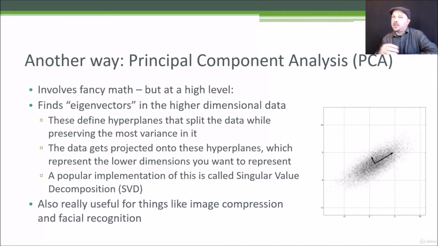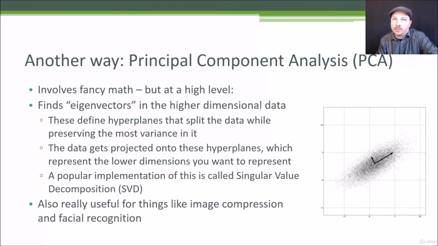It gets into some pretty involved mathematics, but at a high level, all you need to know is that it takes a higher dimensional data space and it finds planes within that data space in higher dimensions. And these higher dimensional planes are called hyperplanes. And they are defined by things called eigenvectors. And you take as many planes as you want dimensions in the end, project that data onto those hyperplanes, and those become the new axes in your lower dimensional data space.